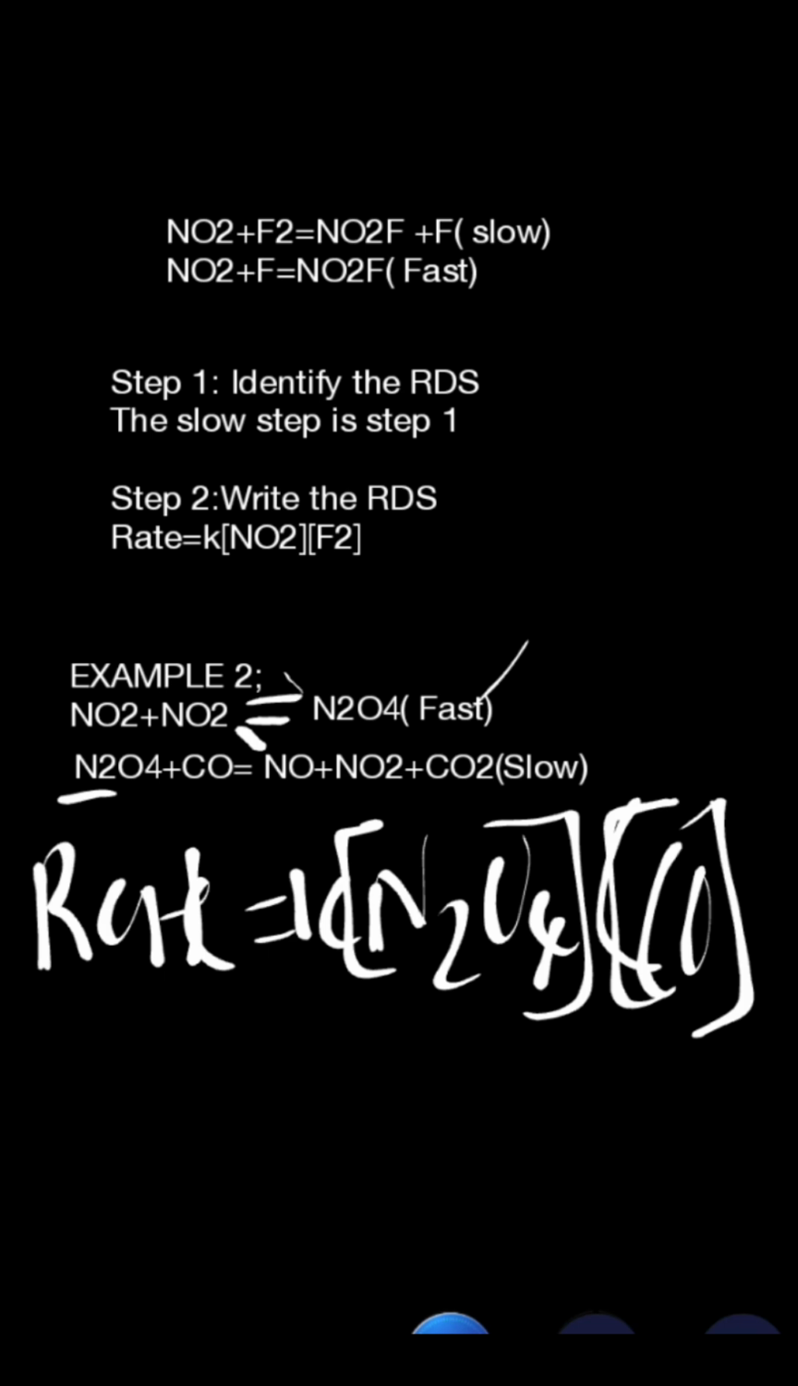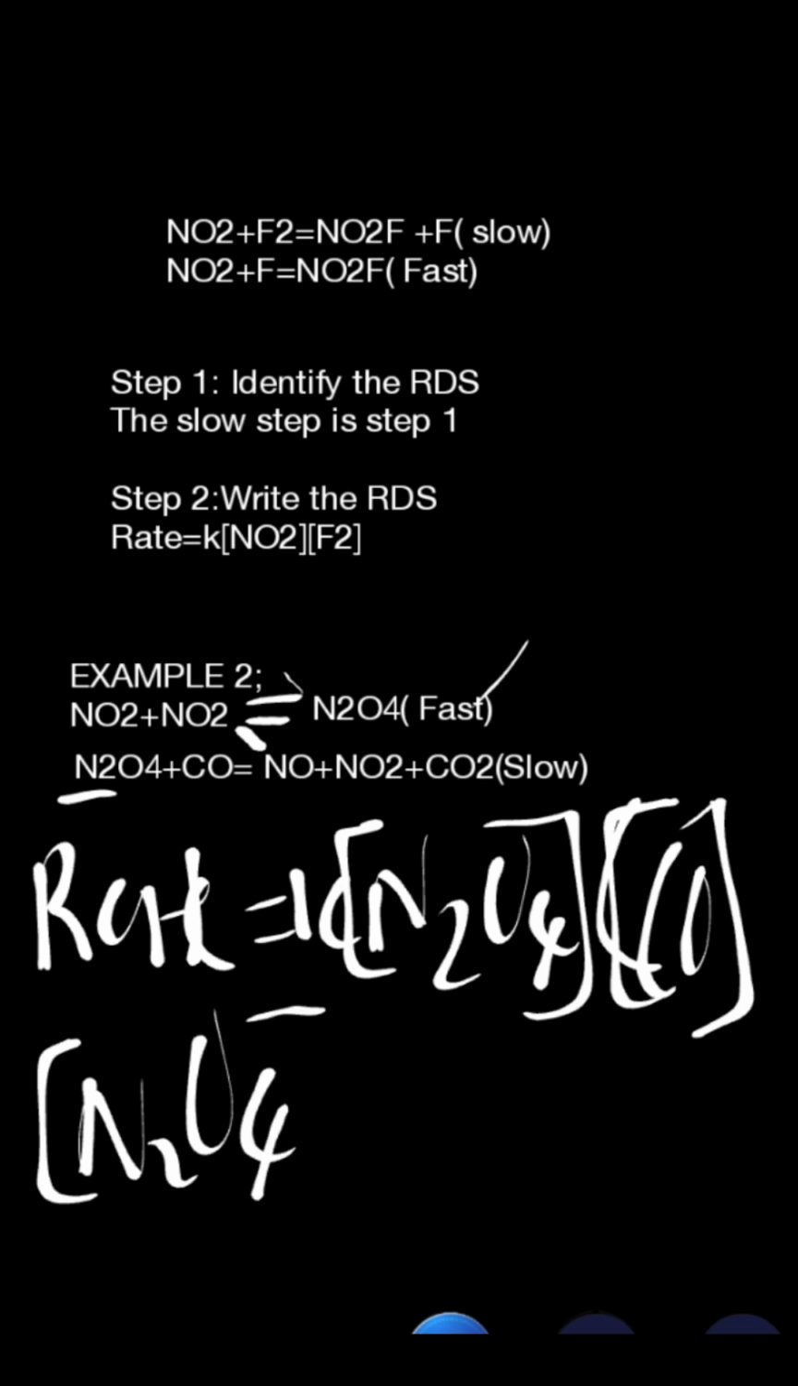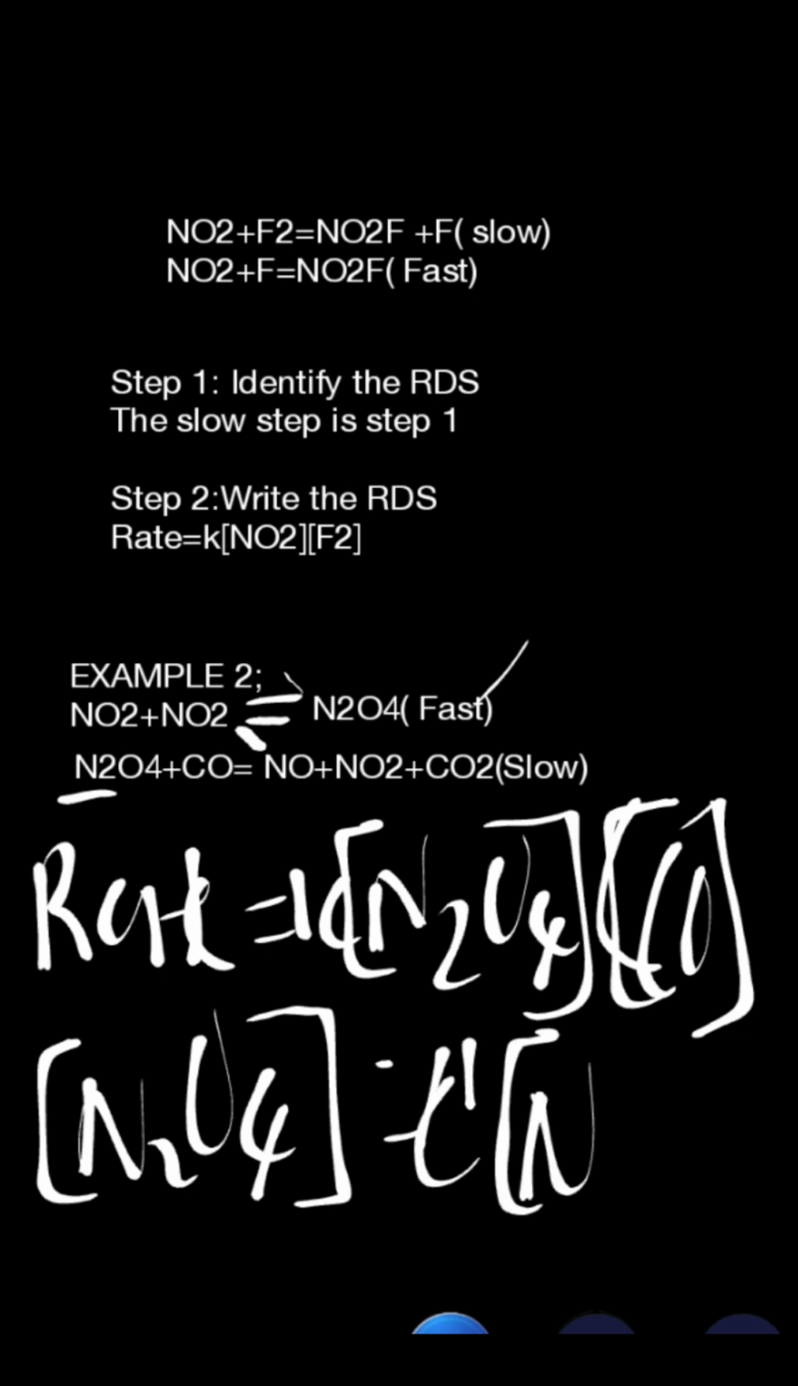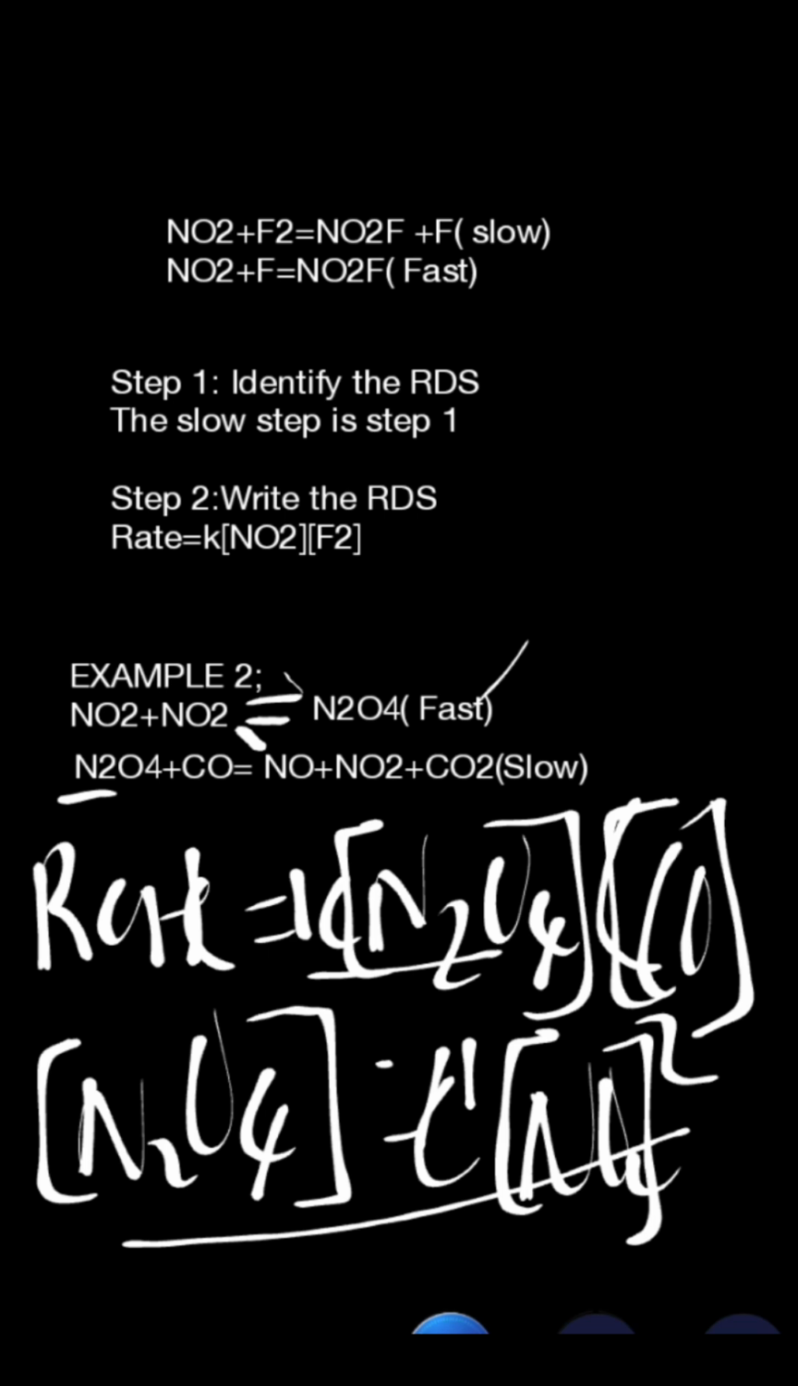We know that N2O4 from the first step is equal to K inverse NO2 squared. Why are we putting the squared? Because there were two of them here, which were equal to N2O4. Therefore, after doing this, we are going to put K inverse NO2. So let's go ahead and do that.